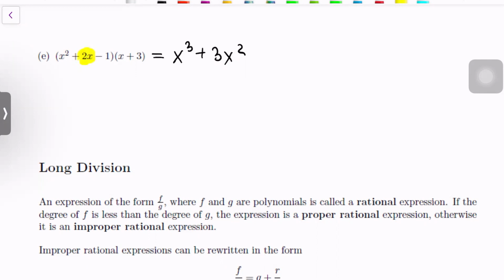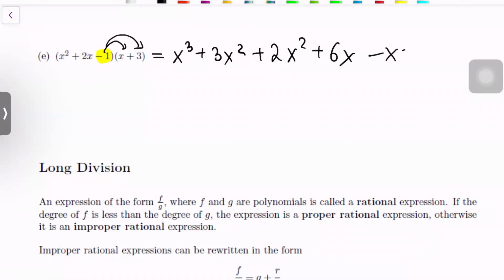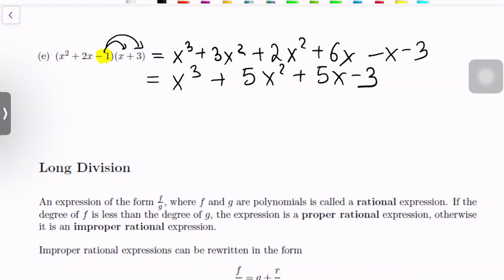If you move along, now you focus on 2x. And that needs to multiply both x and 3, right? So 2x squared plus 6x. And once you're done with that, you move to negative 1, the next one. And again, that one needs to multiply both x and 3. So that's going to be negative x minus 3. The result is x cubed plus 5x squared plus 5x minus 3. And then you combine like terms.